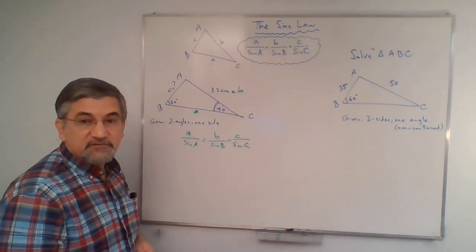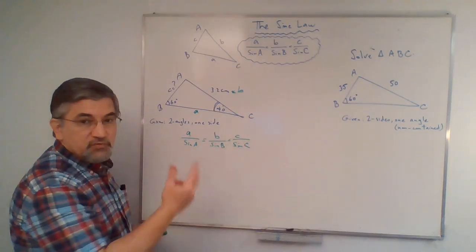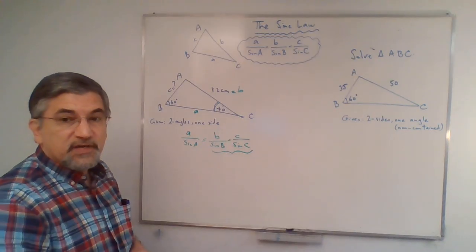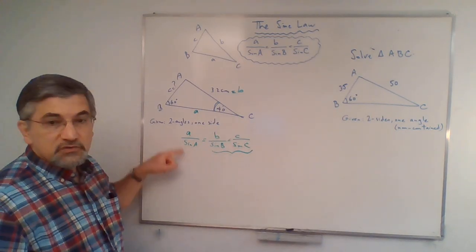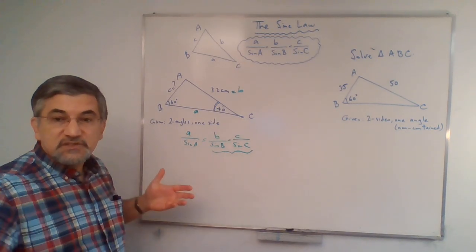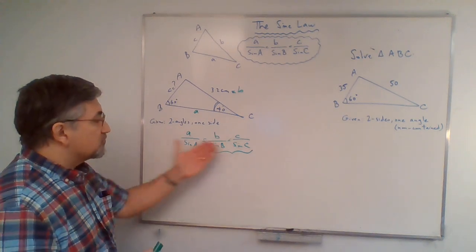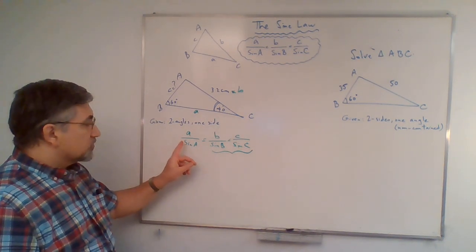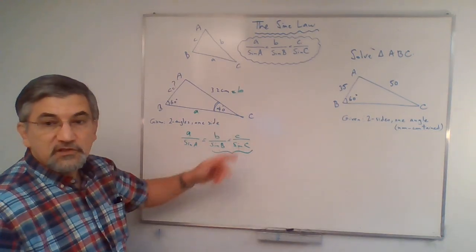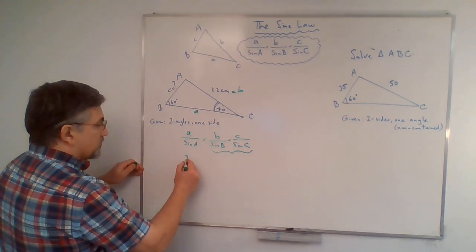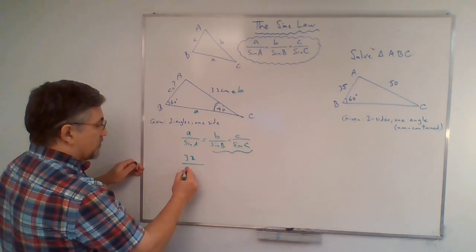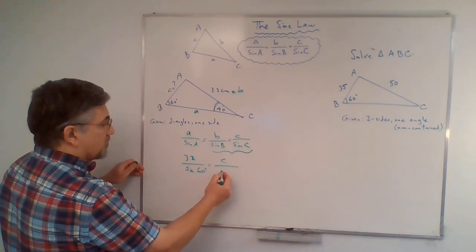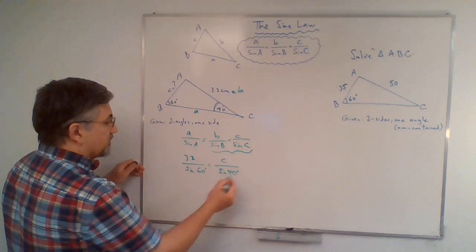The question is not asking for that. So among these three ratios, we will be using the second and the third one. If they were asking for side a, then we would use this first ratio. So we have to see, depending on the situation, we will use either the second and third ratios, or the first and second, or maybe the first and the third one. So here we go: 32, that's the value of b, over sine of 60 degrees equals c, which is the unknown, over sine of 40 degrees.